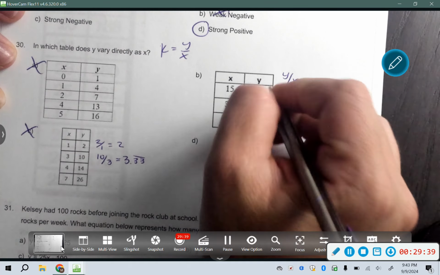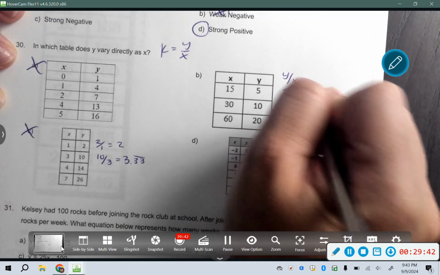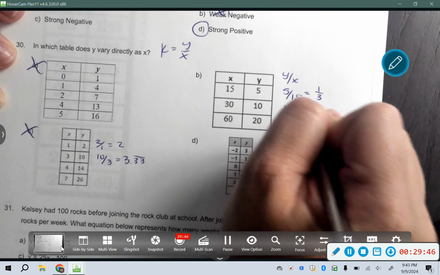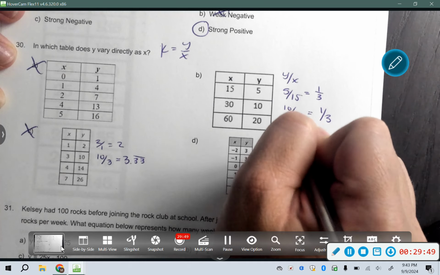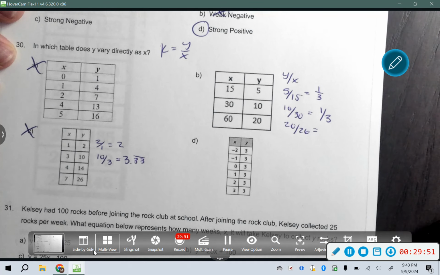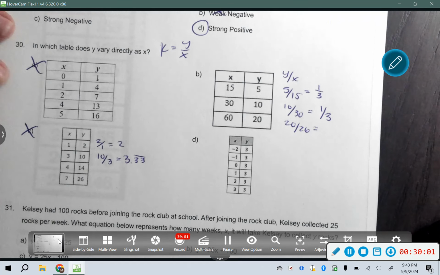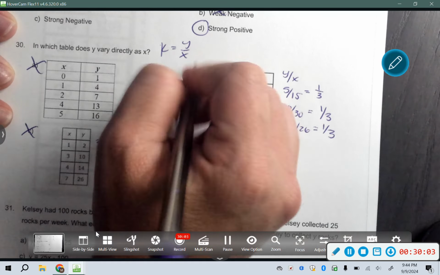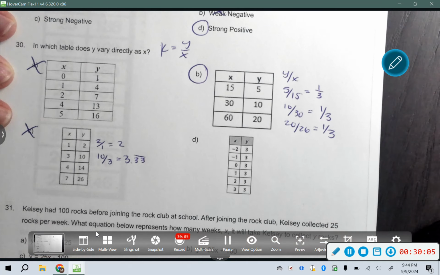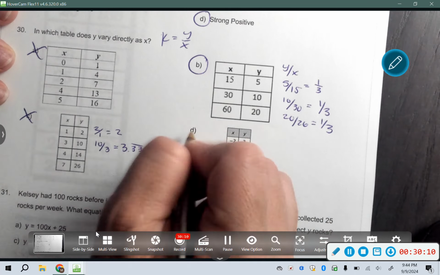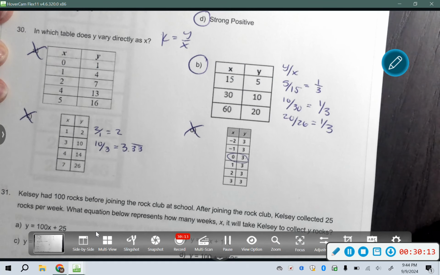Okay, y divided by x, so 5 divided by 15 simplifies to 1/3. 10 divided by 30 simplifies to 1/3. 20 divided by 60, I believe, also simplifies to 1/3. We can always check our work. 20 divided by 60. Yep, 1/3. So I know that these all equal 1/3. Therefore, this is direct variation because they all match. Last but not least, I know that this does not go through the origin, so that is not direct variation.